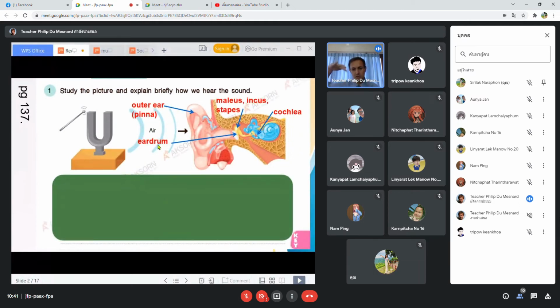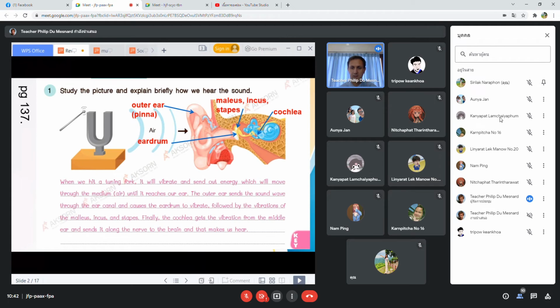Okay, so the sound goes through the air, then it goes to your outside ear. Then it goes inside the ear, and first it goes to the eardrum, then it goes to the 3 small little bones, which is malleus and incus and stapes. Then it goes to something that looks like a snail, and then goes to the brain. And that's it.